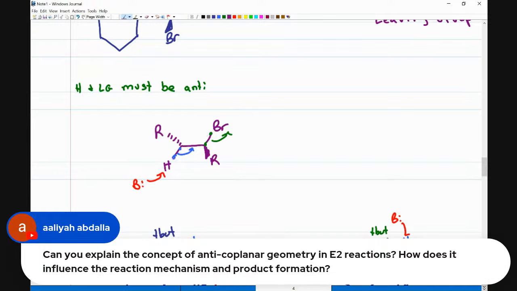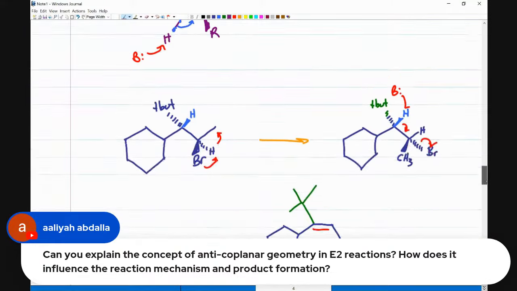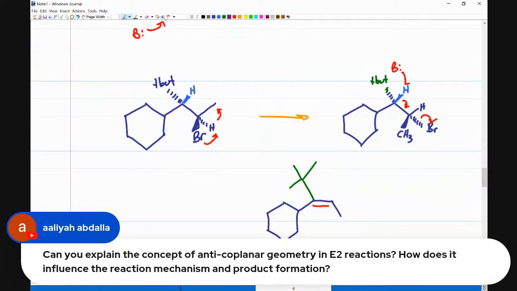When the base grabs the hydrogen, the orbital of the electrons, and this is beyond what you need to understand in organic chemistry, I just want you to think of it as dominoes. It has to be able to grab and everything collapse in a straight line. And in terms of how it influences the reaction mechanism, if it's not lined up to be in a straight line, so I showed you the hydrogen forward here and the bromine forward, you have to rotate it before the mechanism can happen so that everything gets eliminated in a straight line.